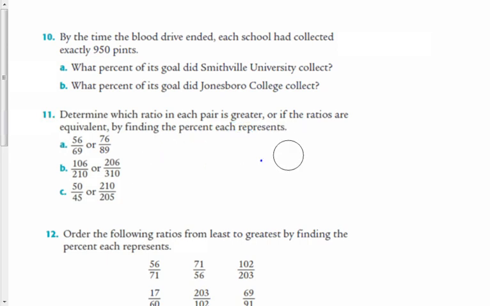Then go ahead and use your calculator to do that. So I'm thinking this one is greater, but change each to a percent just to make sure.